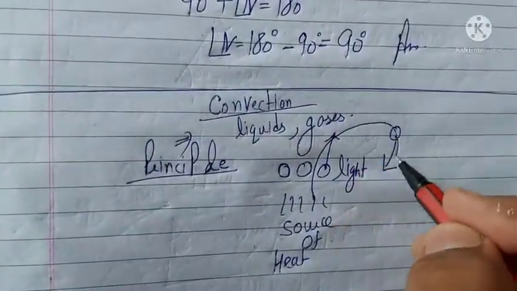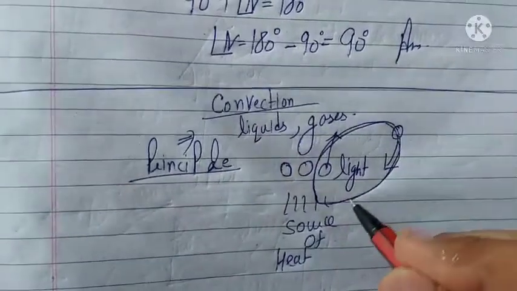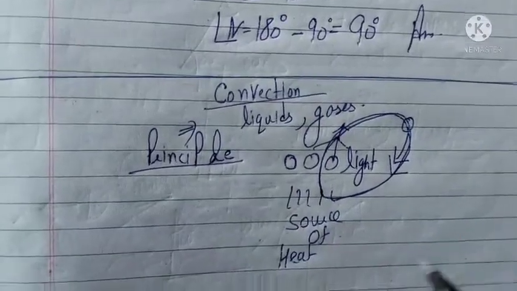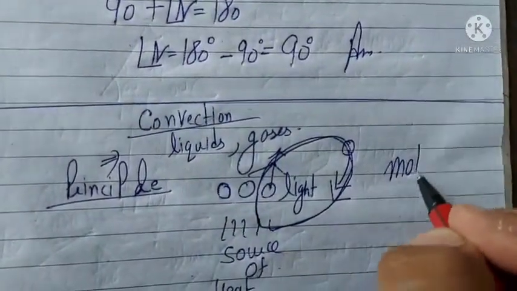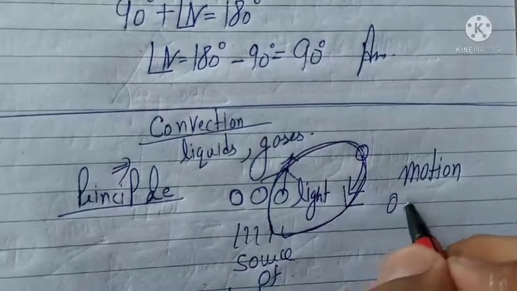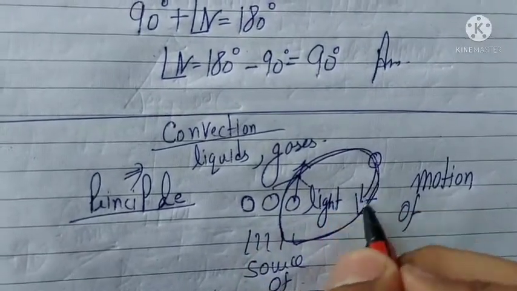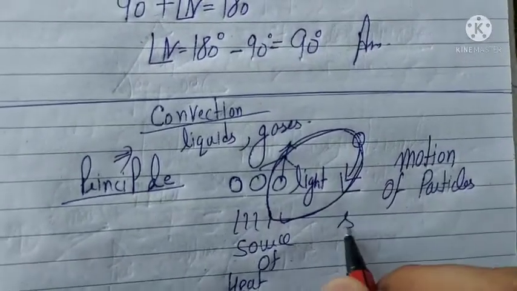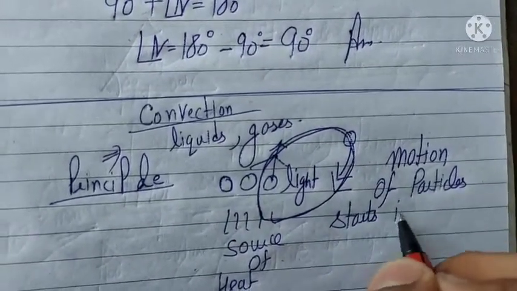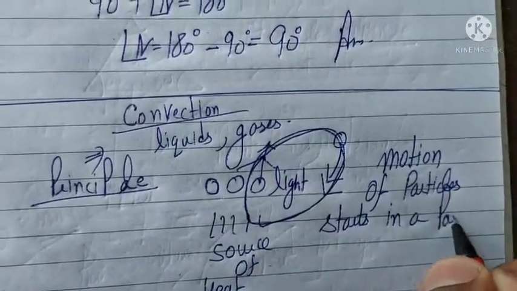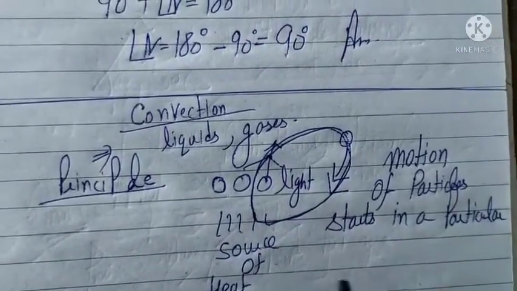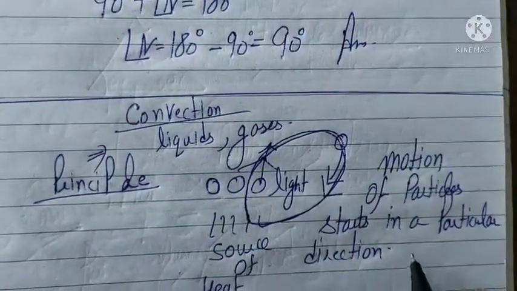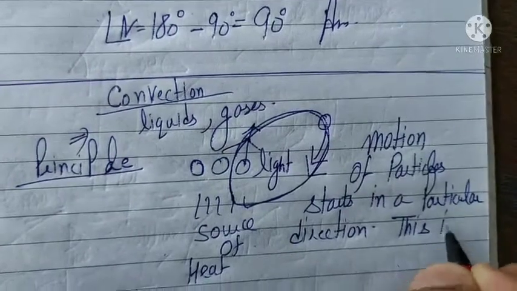So a cycle will start, or the motion of particles will start in a particular direction. The motion of particles: hot particles going up, cold particles coming down. So motion of particles starts in a particular direction. This is known as convection current.